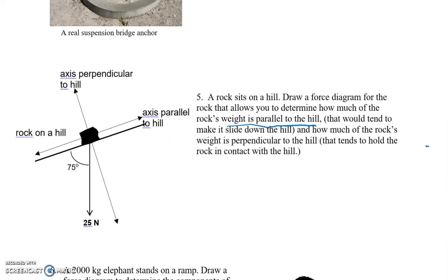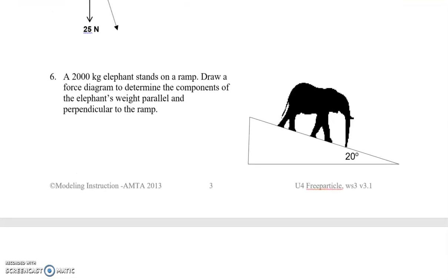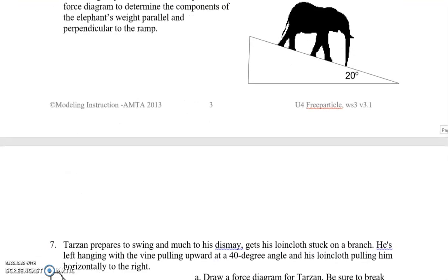5, it's phrased this way. It says, what is the rock's weight? How much of the rock's weight is parallel to the hill? That's just another way to ask what's the component of that angled force parallel to the hill. And then likewise perpendicular to the hill. So just components there. Same thing for 6, component calculations.